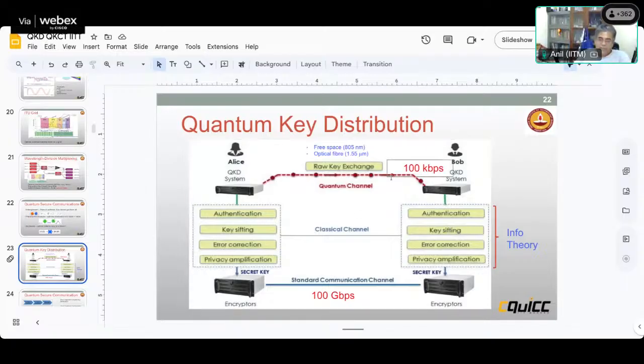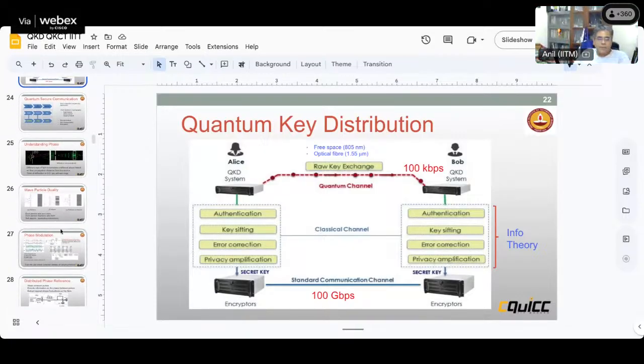The channel may introduce some errors, and so we do what is called error correction. And then finally, in the process of doing key sifting and error correction, we have given away some information to an eavesdropper. So we do what is called privacy amplification. So every QKD protocol will have these 4 steps, all right, of authentication, key sifting, error correction, and privacy amplification. Remember, these are all running on a classical channel. The quantum part of it got over long ago out here, when you started sending and receiving photons.